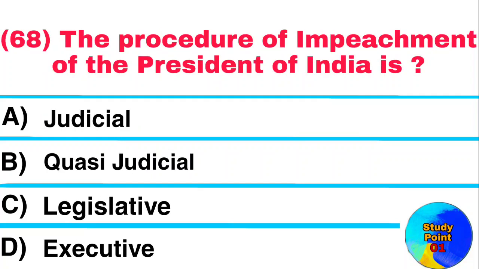Question. The procedure of impeachment of the President of India is A. Judicial. B. Quasi-judicial. C. Legislative. D. Executive. Answer. Quasi-judicial.